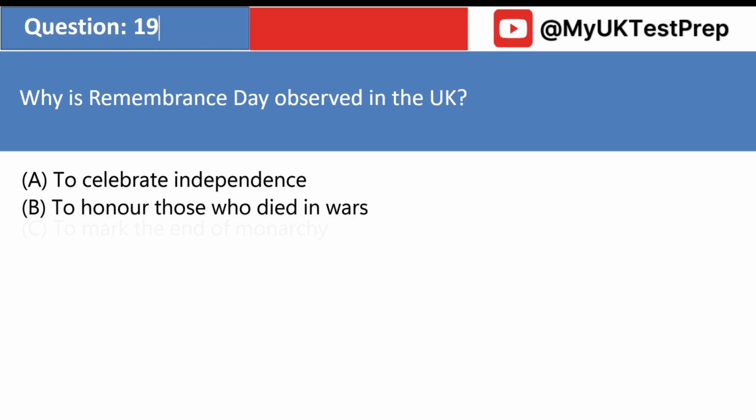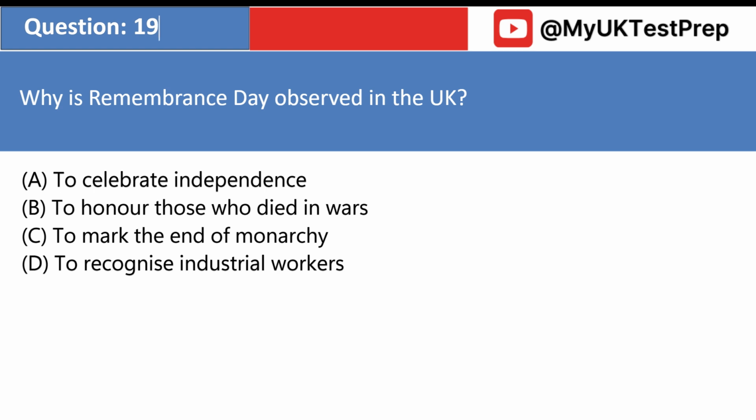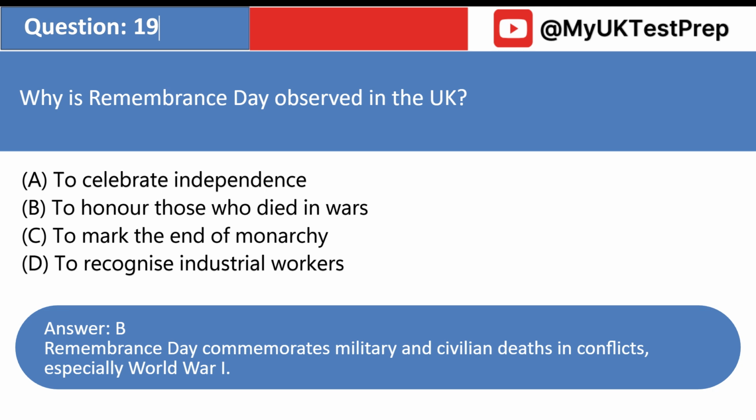Why is Remembrance Day observed in the UK? A. To celebrate independence. B. To honour those who died in wars. C. To mark the end of monarchy. D. To recognise industrial workers. Answer: B. Remembrance Day commemorates military and civilian deaths in conflicts, especially World War I.